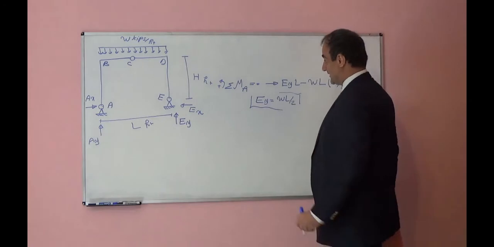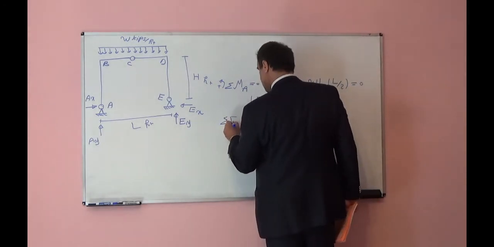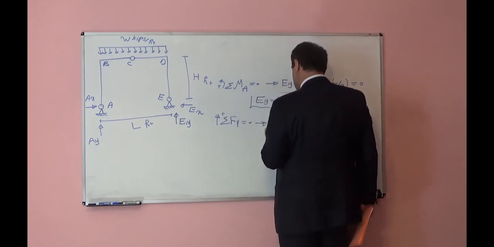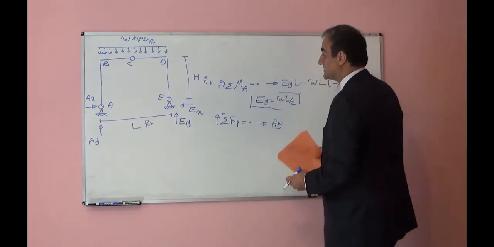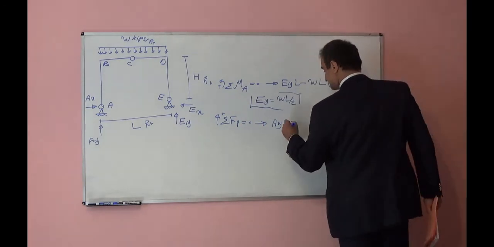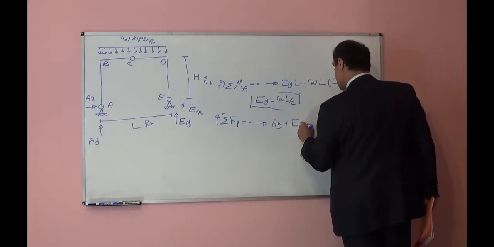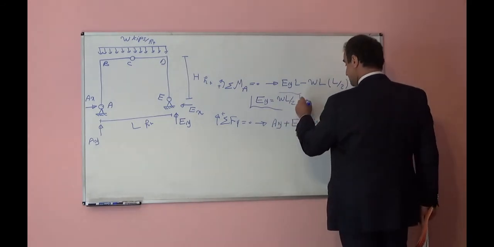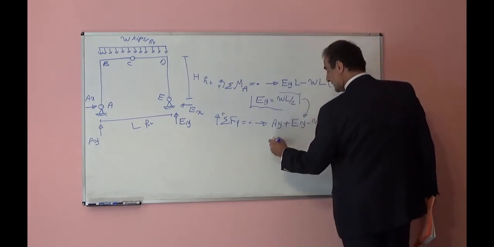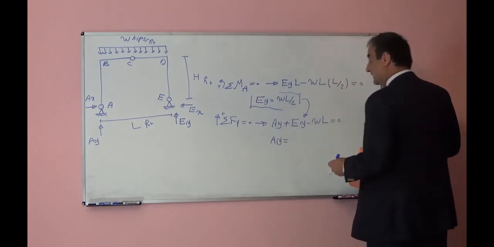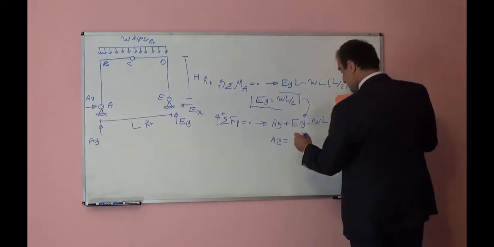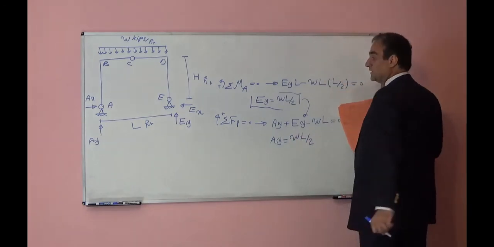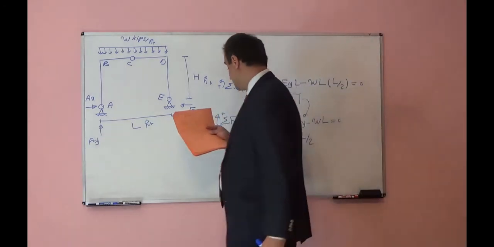Summation of forces in vertical direction is equal to 0. From here, AY plus EY minus W times L is equal to 0. Because we have EY, I will plug here, I can find AY. AY from here will be WL over 2.